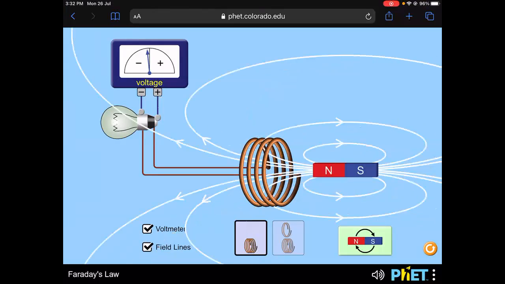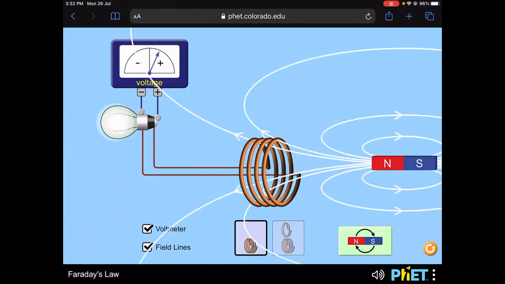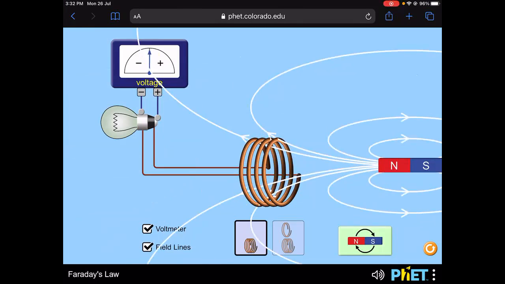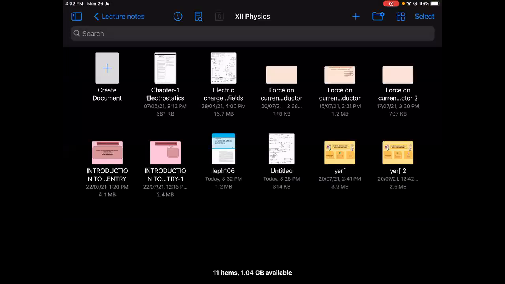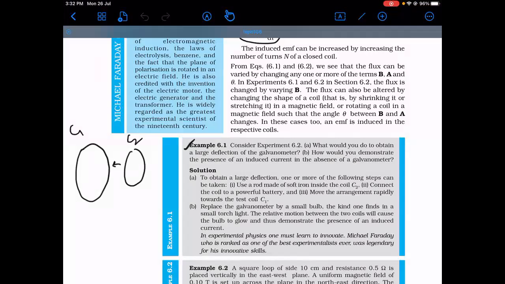Right. Now see. You're able to see the deflection. So what am I supposed to do? Since in experiment 2 the electromagnet is moved, what are we supposed to ensure so that there is more deflection in the galvanometer? Just bring it as close as possible to the coil. Not only closest, you have to increase the speed also.